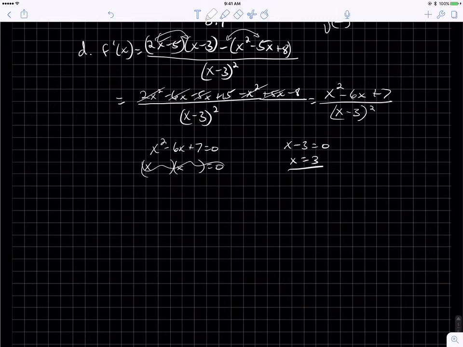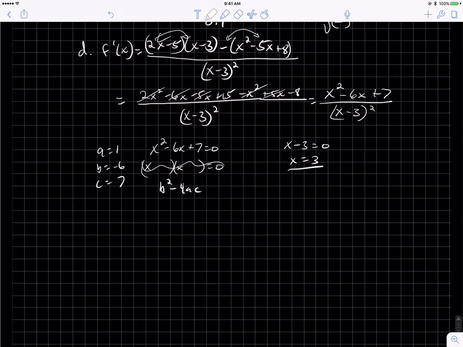So what could I do? I could do the quadratic formula because it's a quadratic. A is 1, B is negative 6, C is 7. First, I'm always going to check the discriminant just to see if I need to waste my time. If the discriminant comes out to be negative like above, then there's no real solutions to that quadratic, so I would get no critical values from that.